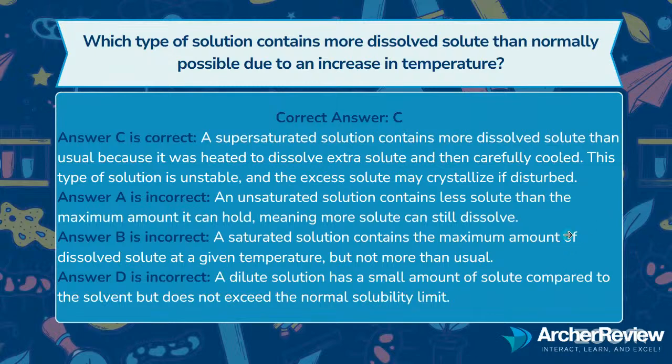Supersaturated means we've added more heat in order to saturate more. And then D, we didn't talk about yesterday, but a dilute solution is going to be where it has a really small amount of solute compared to the solvent. Okay. And so it doesn't exceed any normal solubility limit.